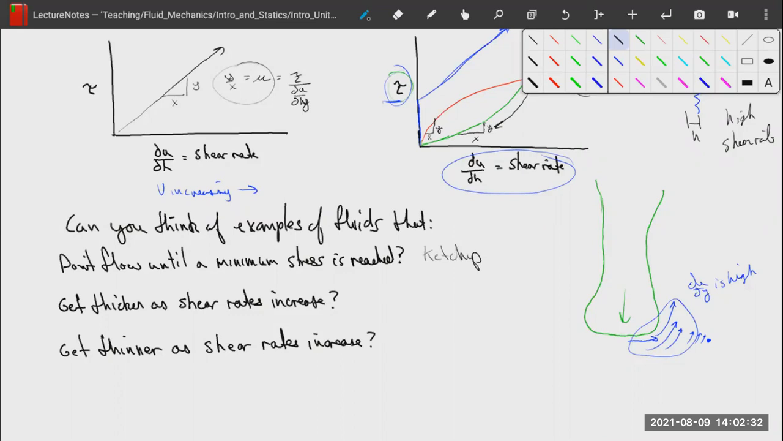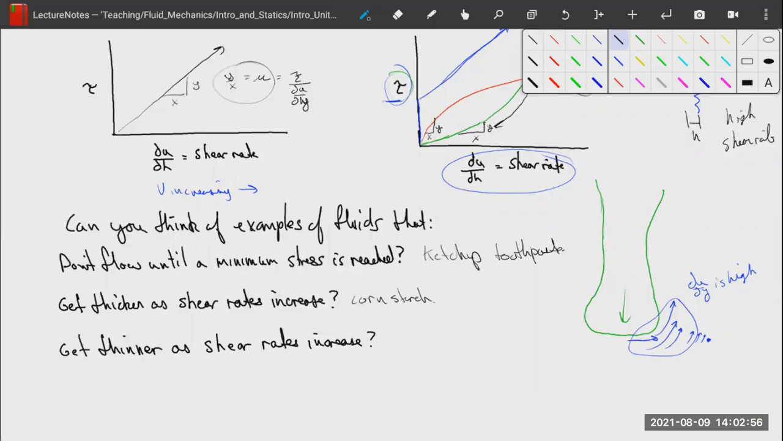And hopefully you thought of another one, which some of us use every day: toothpaste. It gets thicker as shear rates increase, right? So I gave you one, cornstarch. Can you think of another one? Pause the video if you have to.